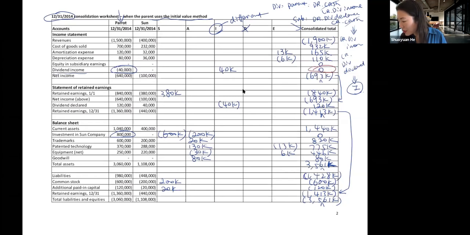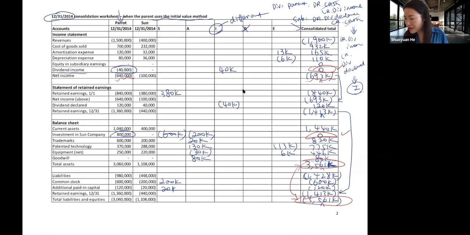So here we do our normal check, right? Dividend income should go to 0. Your investment account should go to 0. Your total assets should be equal to your total liabilities and shareholders' equity. And then if you compare your parent's net income with the consolidated net income, those two should be different. So they shouldn't be the same. The only situation where they're the same is if the parent has been using the equity method.